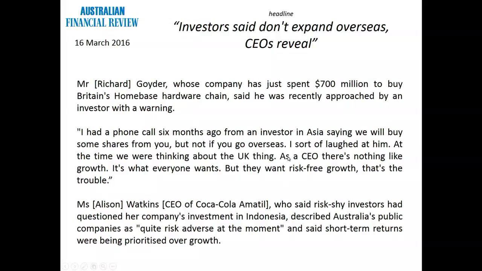At the time, we were thinking about the UK thing. As a CEO, there's nothing like growth. It's what everyone wants, but they want risk-free growth. That's the trouble. And so this is the challenge that you, as one day a CEO, will face: convincing investors that you are taking their money and investing it in some profitable project. He turned out to be wrong in this case, but they're showing again by investing that they're not scared to take that risk again.